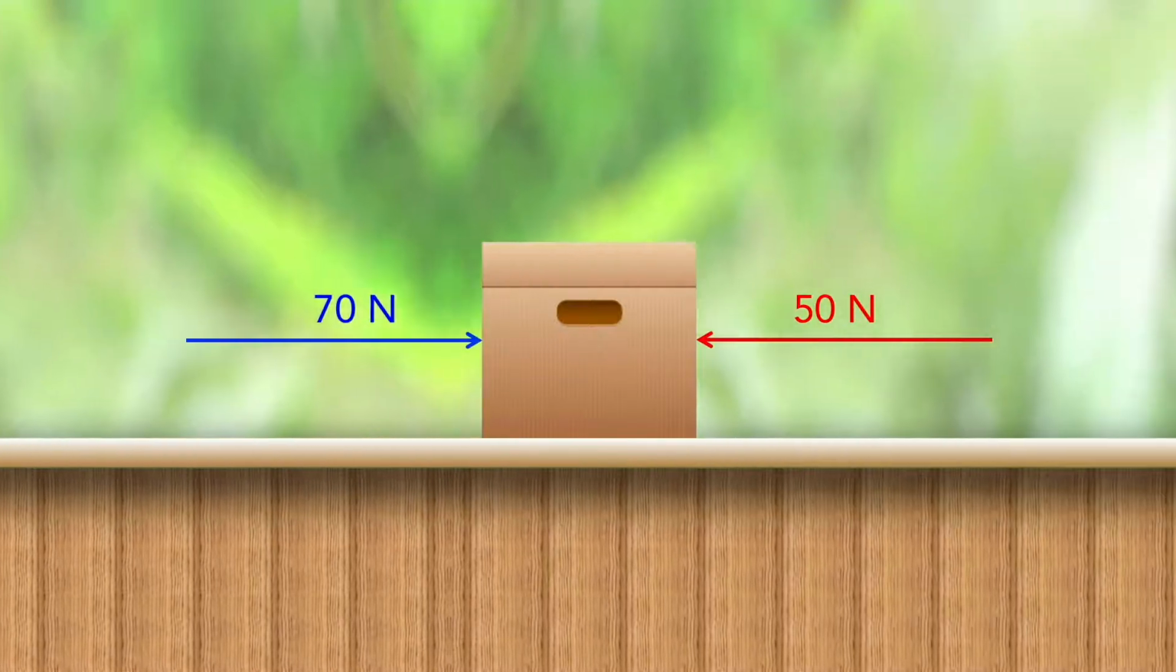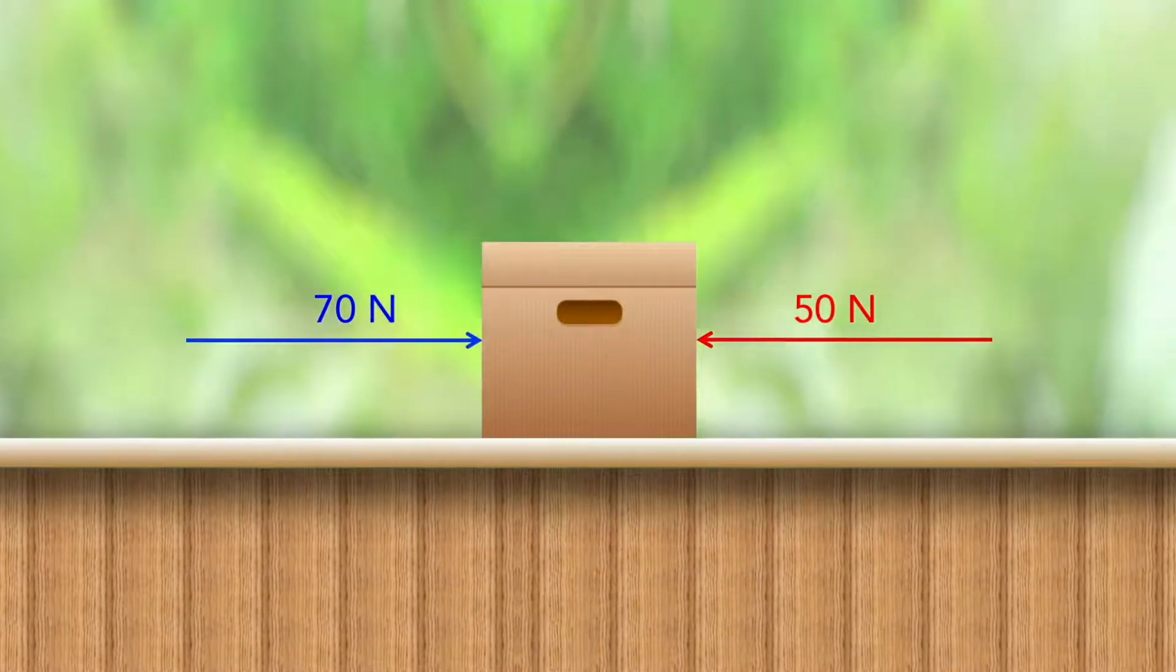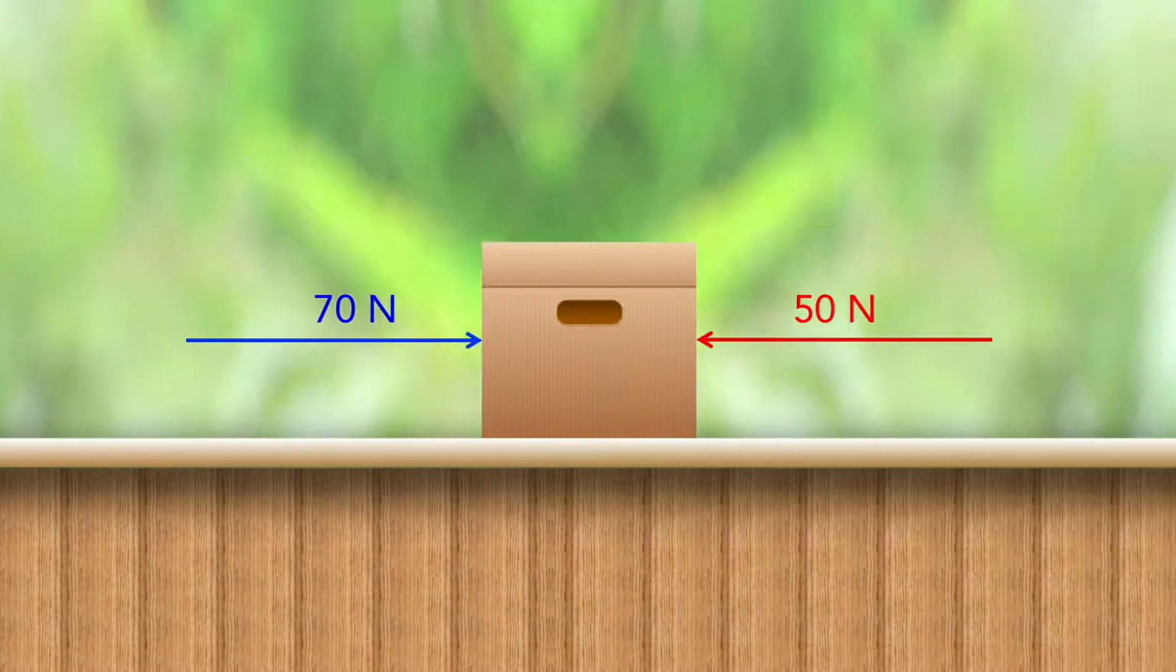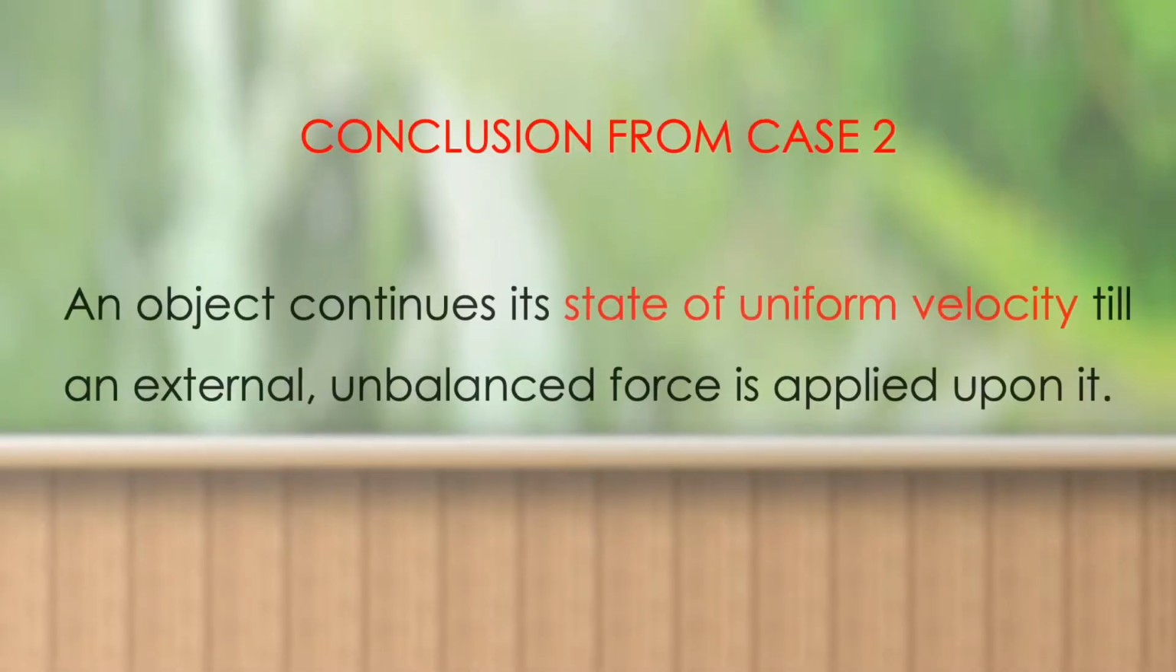Now, if force A increases to 70 Newton, the velocity of the box would increase, since there is now an unbalanced force acting upon the box. The conclusion we can draw from this observation is that an object continues its state of uniform velocity till an external unbalanced force is applied upon it.